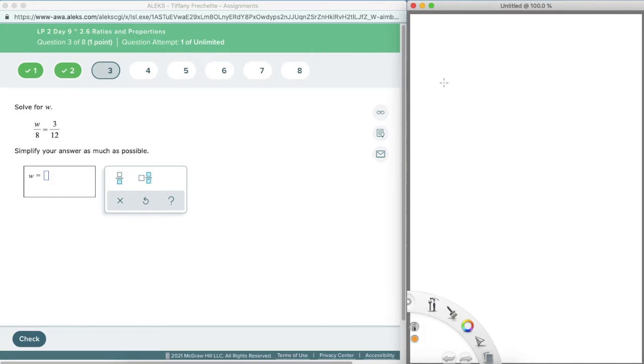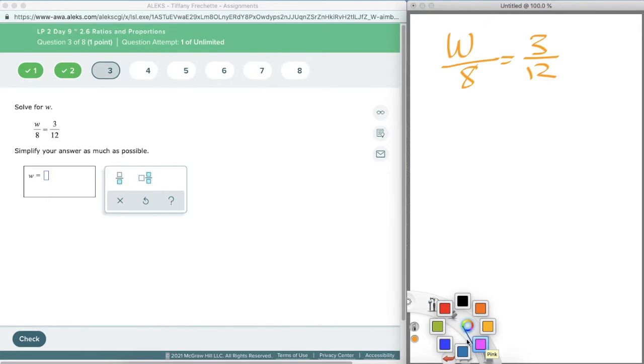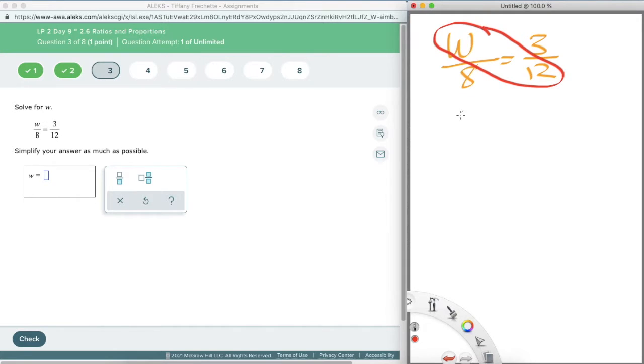So we have W over 8 equals 3 over 12. So once we have a proportion, a fraction equaling a fraction, we should be doing the cross multiplication. So W times 12 equals, and I'm going to only color code this first step, and then I'm going to move to just one solid color here. 8 times 3.